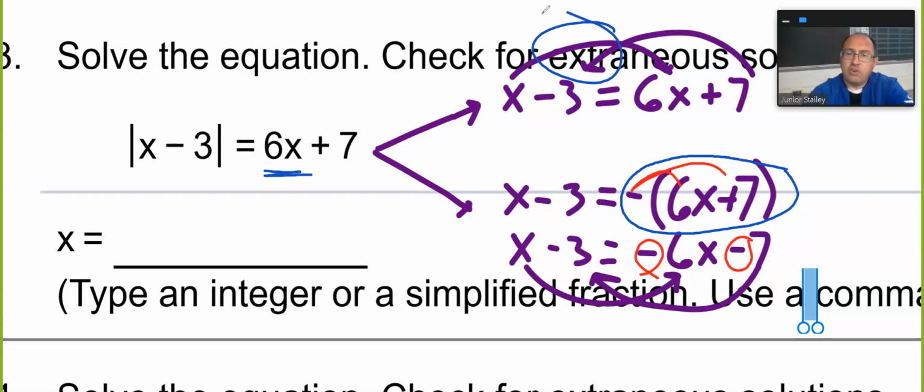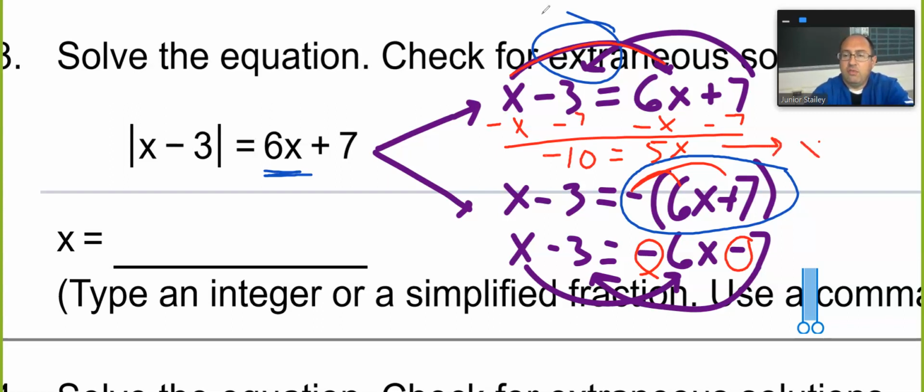As you can see, I tried to draw some arrows here to indicate that we are going to bring our x's over to this side. So if I subtract an x, that's going to give me 5x on this side, and then I'm going to subtract a 7, and that's going to give me negative 10. And so if I do the division, if I take negative 10 and I divide by 5, we end up with negative 2. Okay, so that's one of our answers.